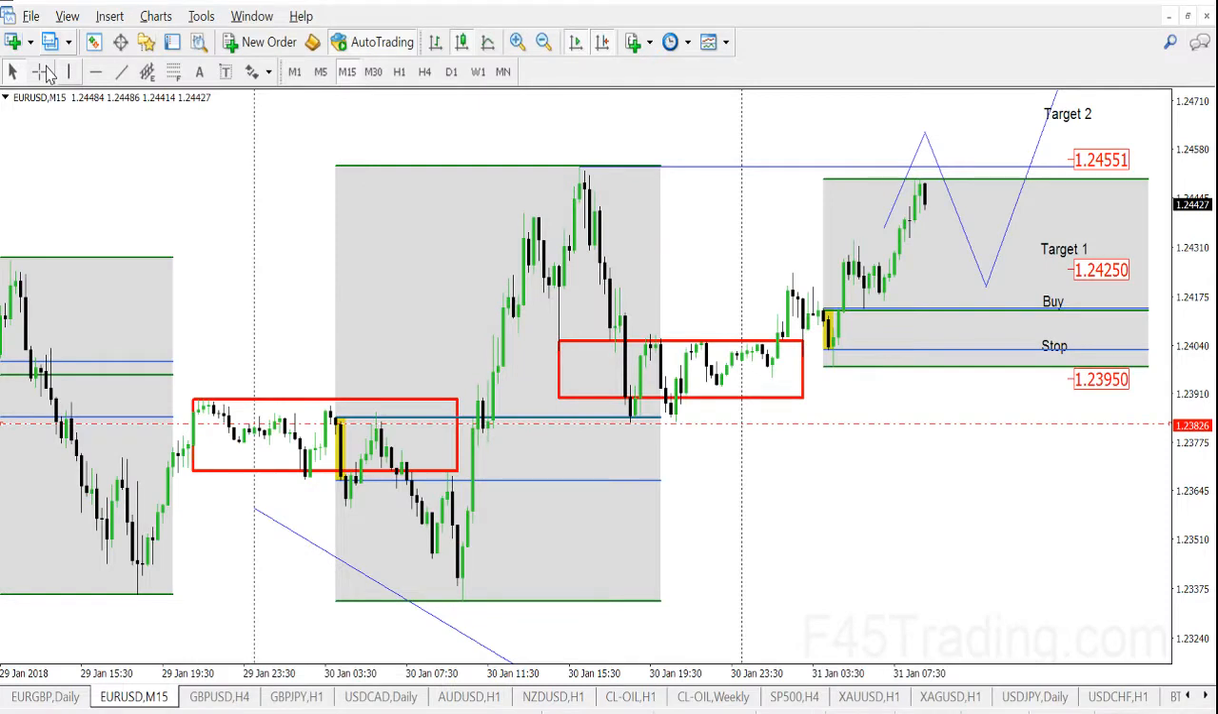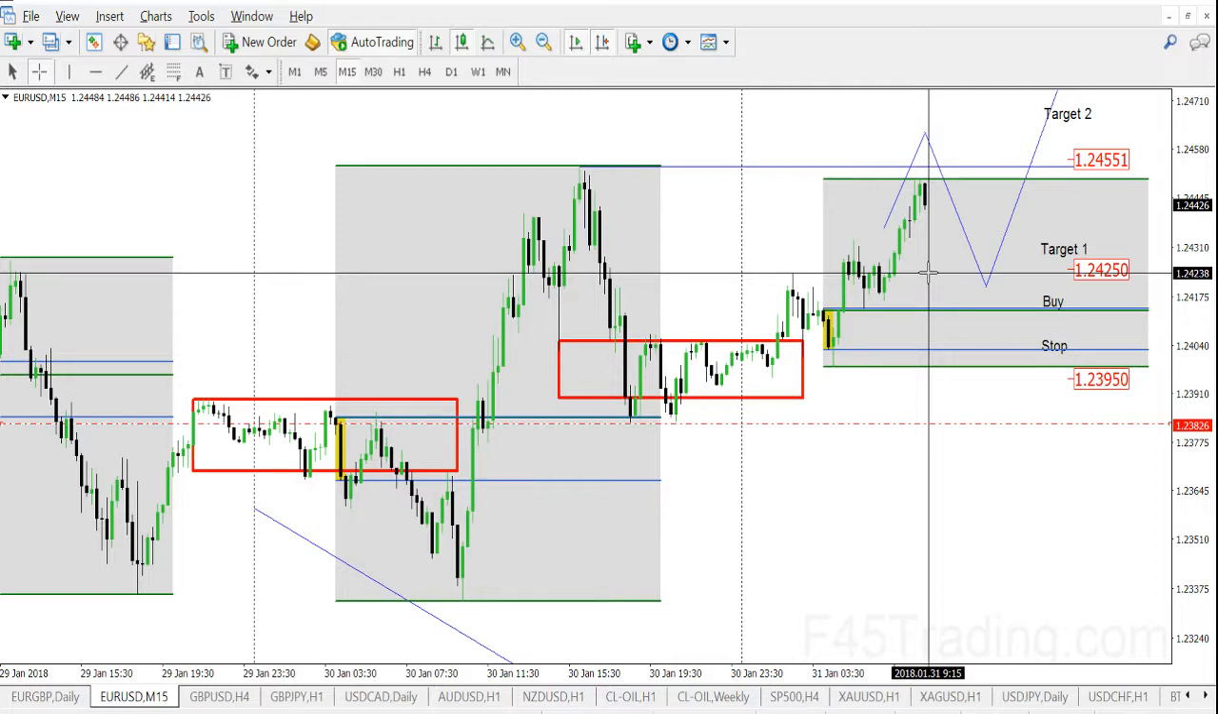Oh, my computer is acting up. Computer is very, very slow. So how far away are we? We are 16 pips away. I'd like to see a nice convincing couple of down candles here and then look at getting in long. So we'll see.